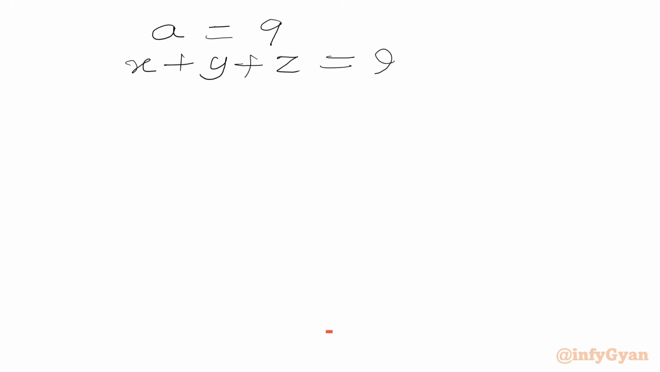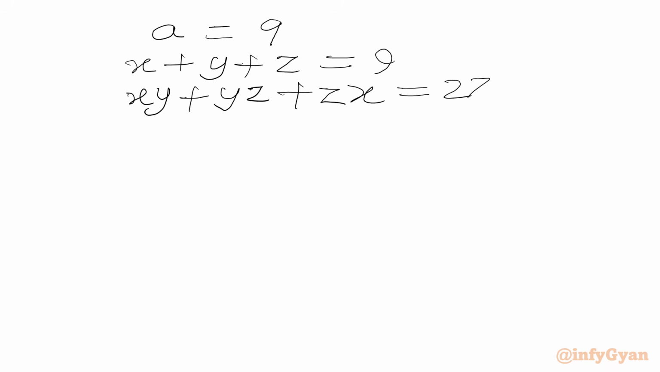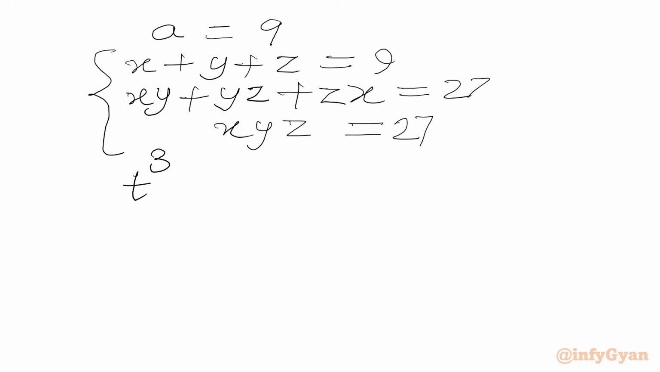A is x plus y plus z equal to 9. Now we will write the sum of roots taken 2 at a time equation. So xy plus yz plus zx equal to 27. And the product of roots equation, xyz equal to 27. So here we have three equations. Easily we can write our cubic equation in variable t whose roots are x, y and z.